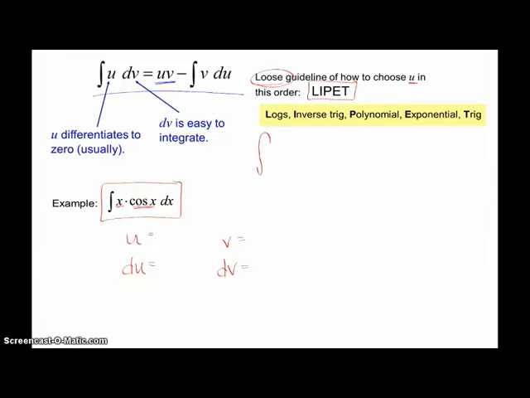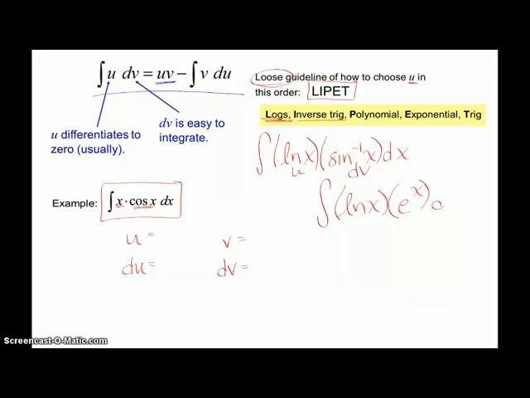Let's say you had an integral that was the natural log of x times the sine inverse of x, dx. Well, LIPET would tell you to choose u as your logarithmic function, and since inverse trig shows up in LIPET after logs, it would be forced to be dv. Let's say you had the natural log of x times e to the x. Well, again, LIPET would tell you, since L comes before e in LIPET, that u would need to be natural log of x, and e to the x dx would have to be dv.